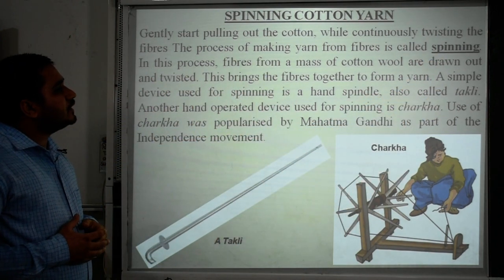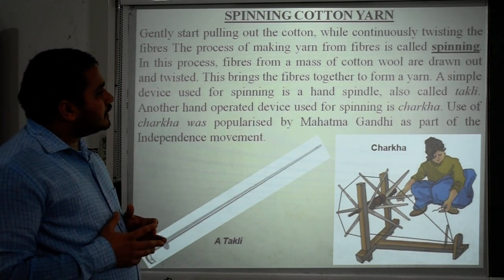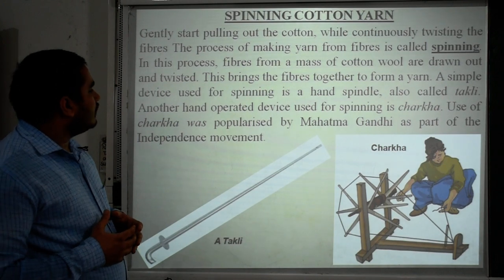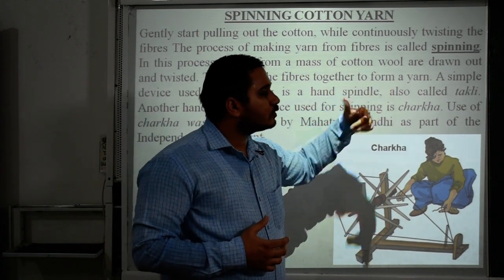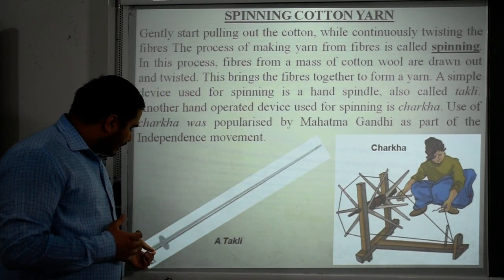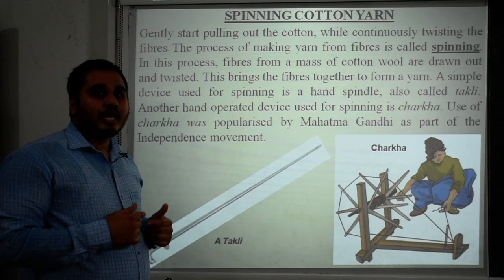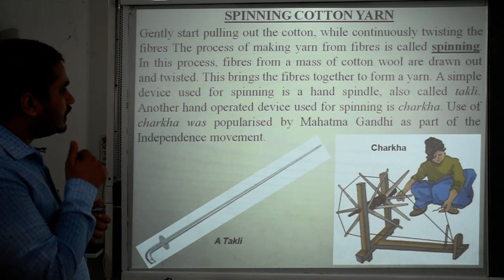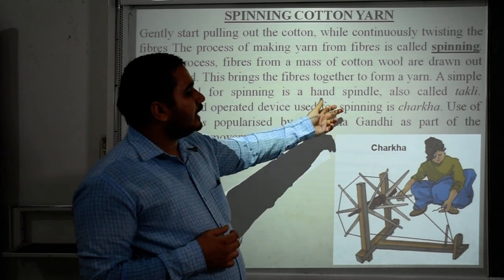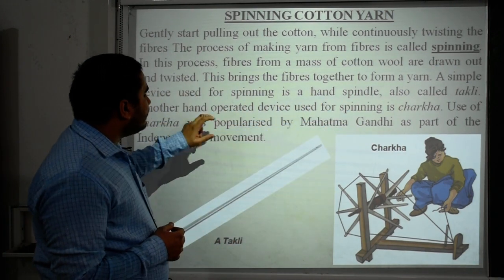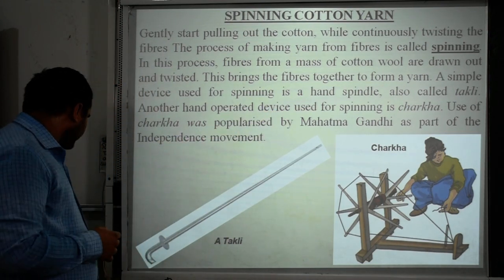In this process, fibers from a mass of cotton wool are drawn out and twisted. This brings the fibers together to form a yarn. A simple device used for spinning is a hand spindle, also called takli. It is held like this, and one by one the thread is wound around it. Another hand-operated device used for spinning is the charkha. Use of the charkha was popularized by Mahatma Gandhi as a part of the independence movement.